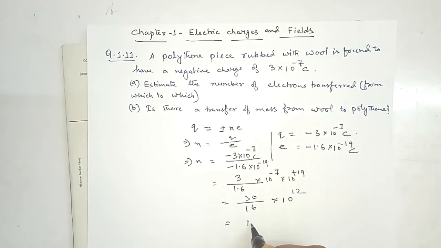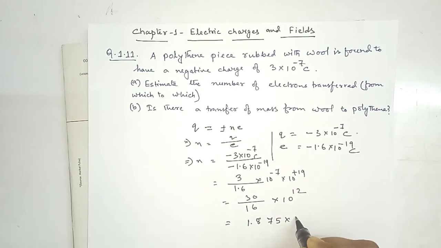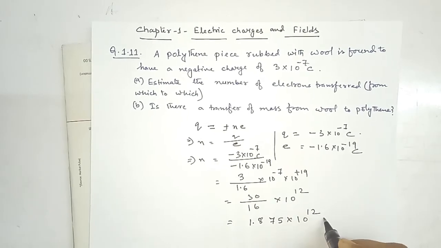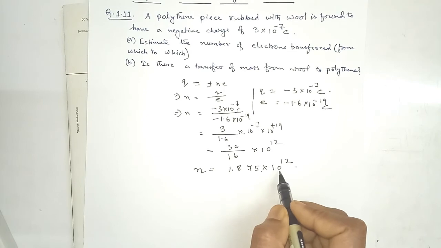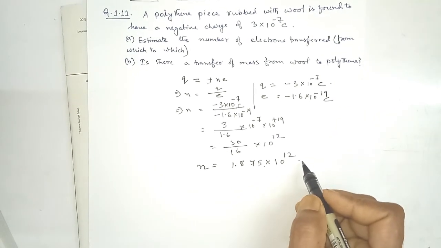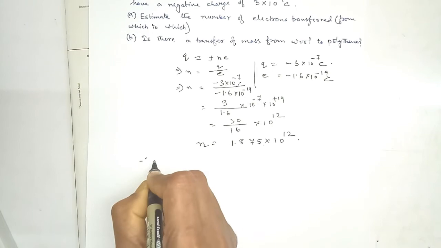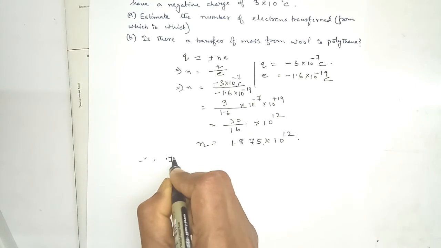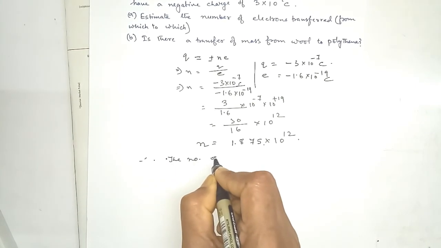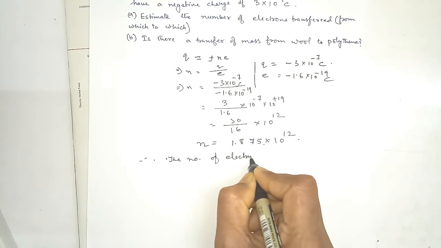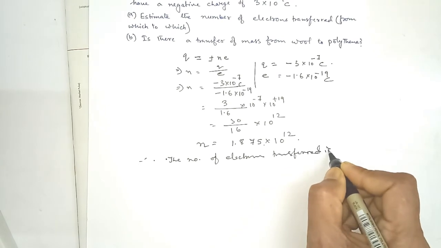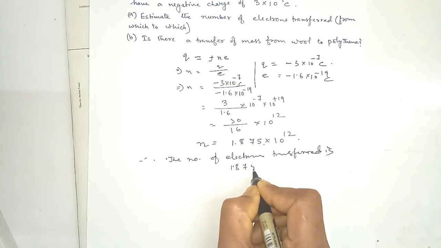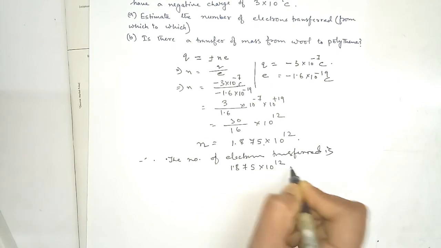Which I can write as 1.875 into 10 to the power 12. So the value of N is 1.875 into 10 to the power 12. Therefore, the number of electrons transferred is 1.875 into 10 to the power 12.